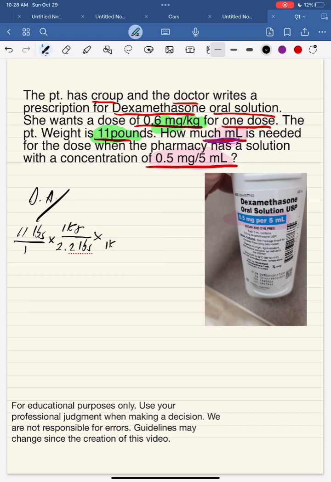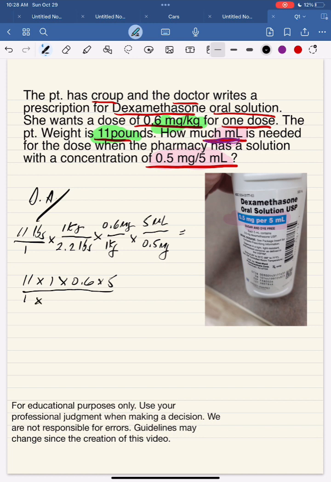Times now we have to do the dose, which is 0.6 milligrams per kilogram. Times, and we know that it's 0.5 milligrams per 5 ml, the concentration of the solution that we have. And the units are going to cancel each other out. That's the way you want to set the units up, so they cancel each other out. 11 times 1 times 0.6 times 5 over 1 times 2.2 times 1 times 0.5.